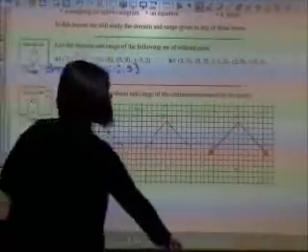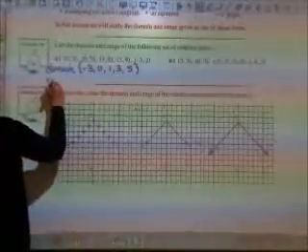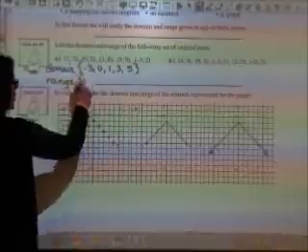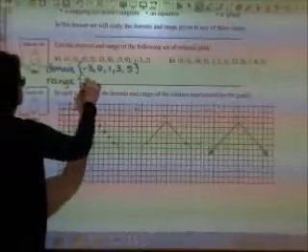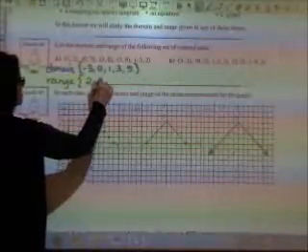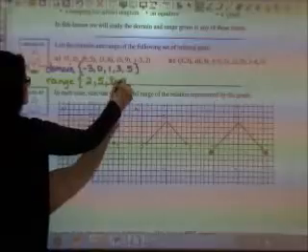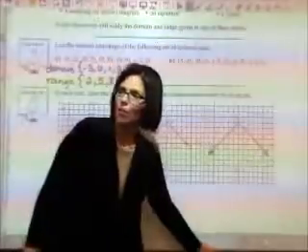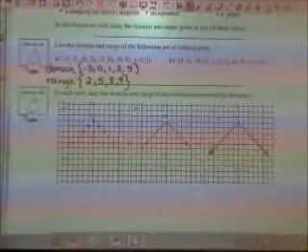So then when I go to write the range, and it's a set, so I use my squiggly brackets, what would the range numbers be in numerical order? 2, 5, 9. Okay. How come the range has less numbers than the domain? Because there's 2 2s, and I don't need to put it in there twice.